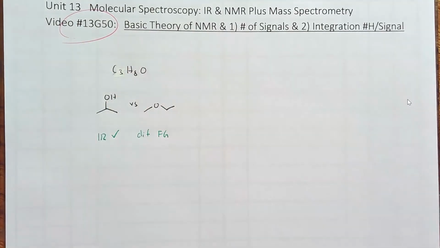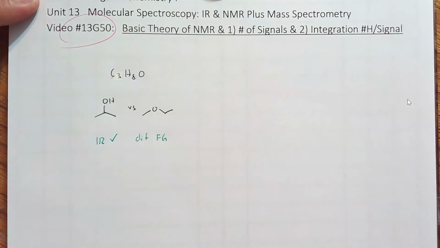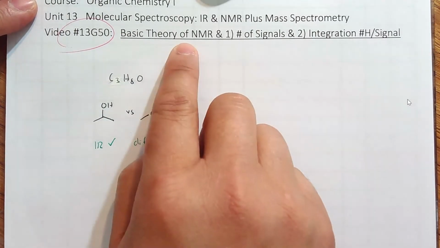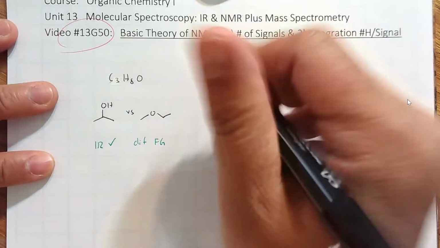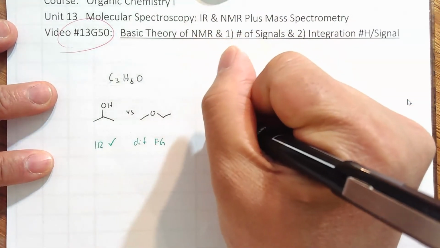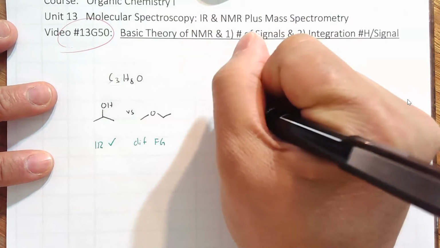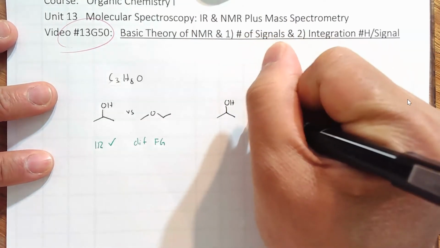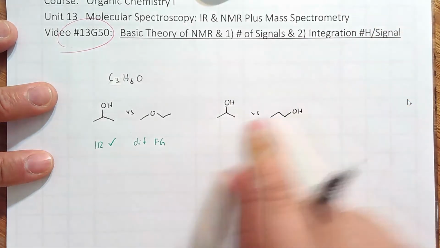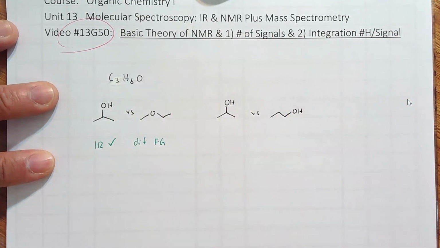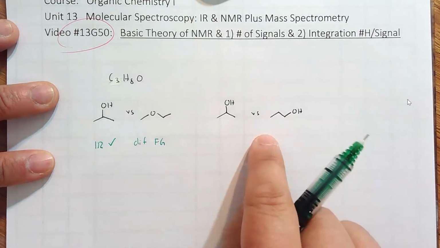Well, actually, before I tell you the limitations, what if you know that it's an alcohol, but there are 2 isomeric alcohols, constitutional isomers, with that molecular formula? IR cannot tell them apart because they have the same functional group.